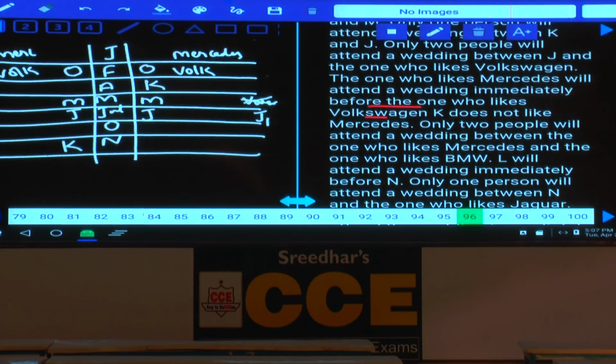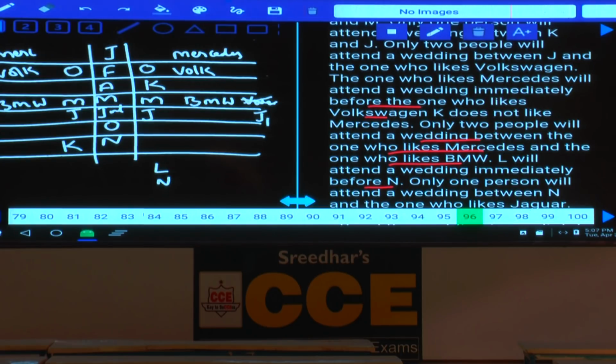Then what is the other information here? Only two people will attend a wedding between the one who likes Mercedes and the one who likes BMW. Mercedes and BMW, there must be exactly two people. BMW is here. Now in this one also 1, 2, 3, and the one who likes BMW must attend in the month of May. And L will attend a wedding immediately before N. L is immediately before N.